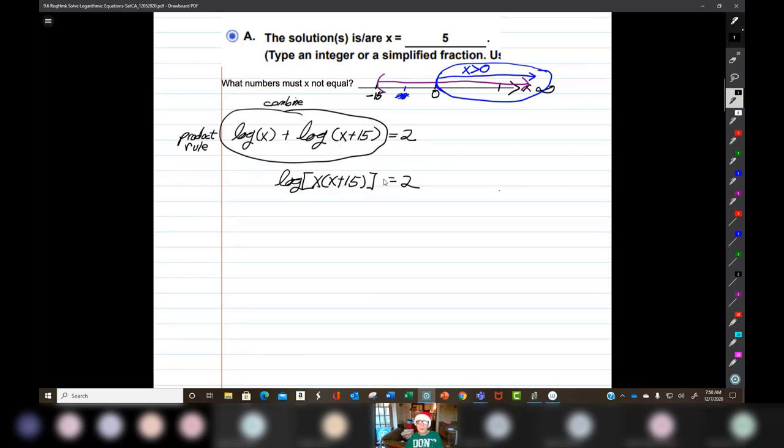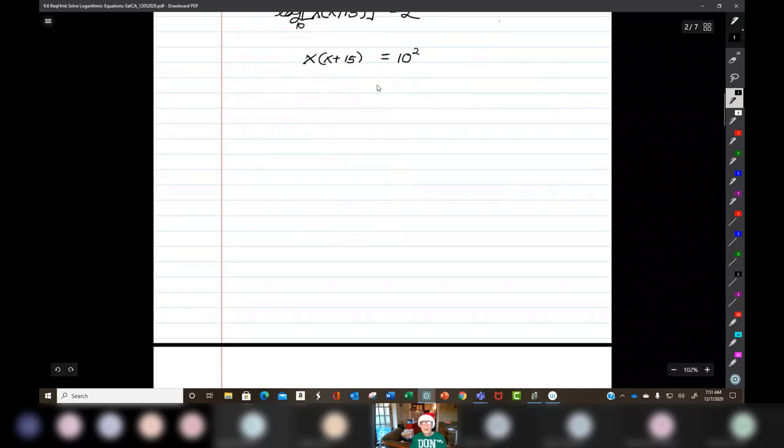Now I have the log of something equals 2. I can solve this by using an exponential equation. I need my base, it's 10. And so x times x plus 15 equals 10 to the 2. 10 squared, 100. Now this is just going to be a normal quadratic equation. x times x is x squared. x times 15 is 15x. 10 squared is 100. Since this is a quadratic equation, we subtract 100 from both sides, so I can set the quadratic equal to 0 and then solve.